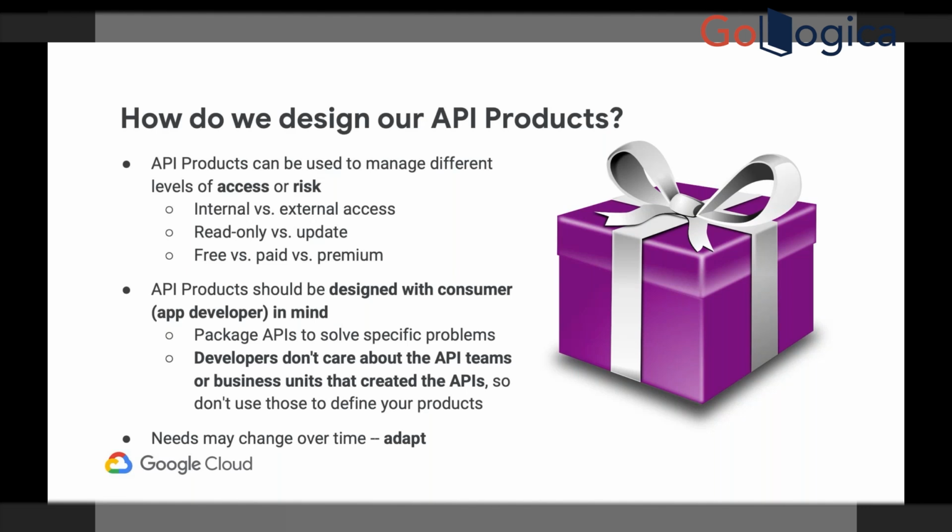One example. Now when we are defining the APIs or creating an API product, many times what happens in big enterprises is that they have different business units, correct?